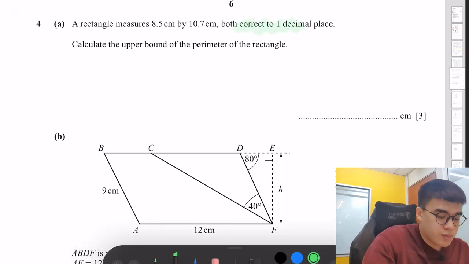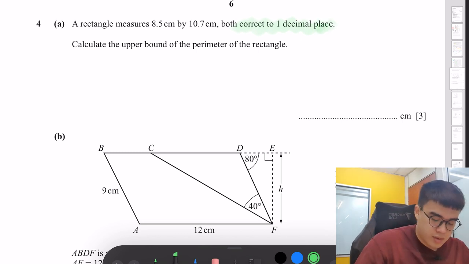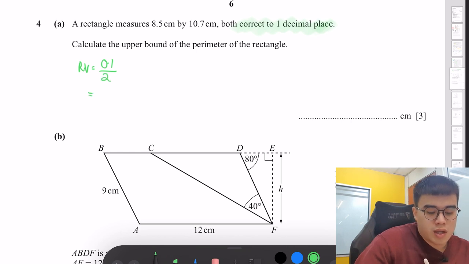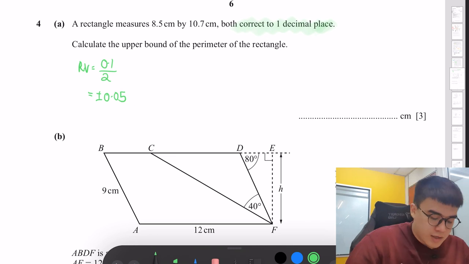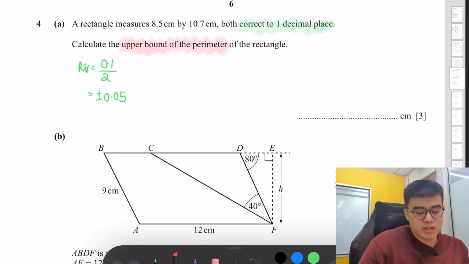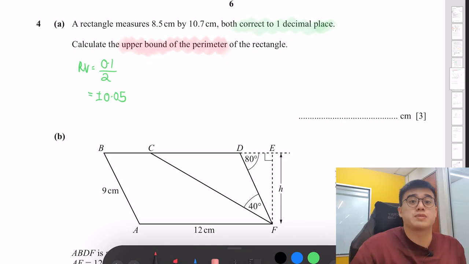Okay, because this will help me to find the rounding value. My rounding value is actually 0.1 divided by 2. Then you have to decide whether to add this rounding value or minus it off, depending on what was being asked by the question. They wanted the upper bound of the parameter, which means all of the sides involved in this calculation must be at their highest value.